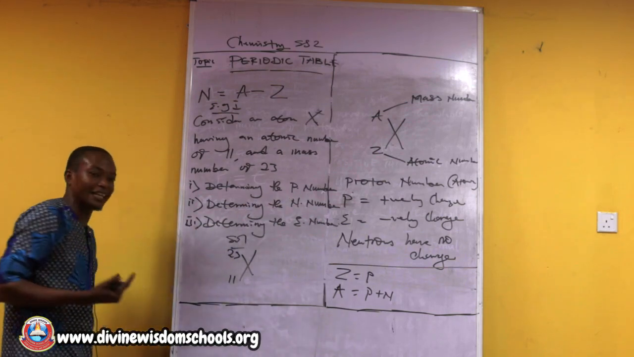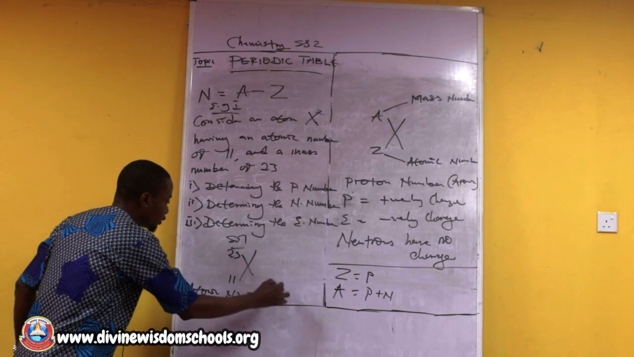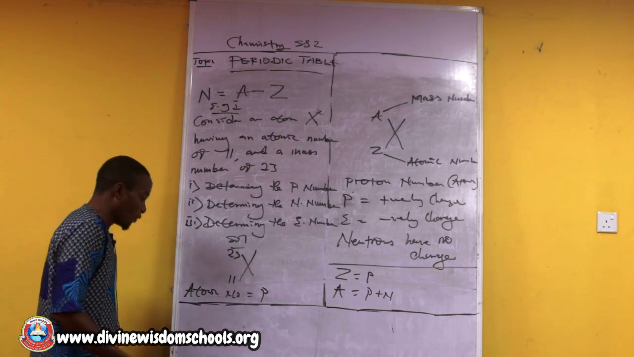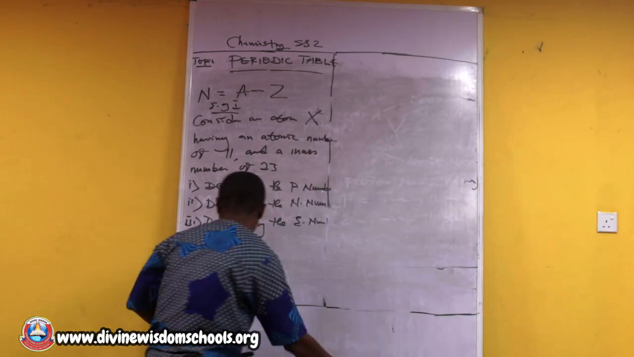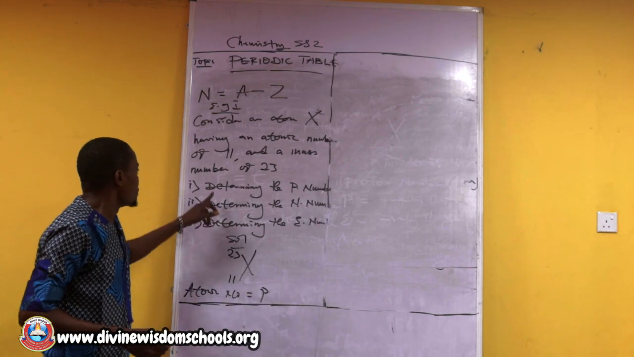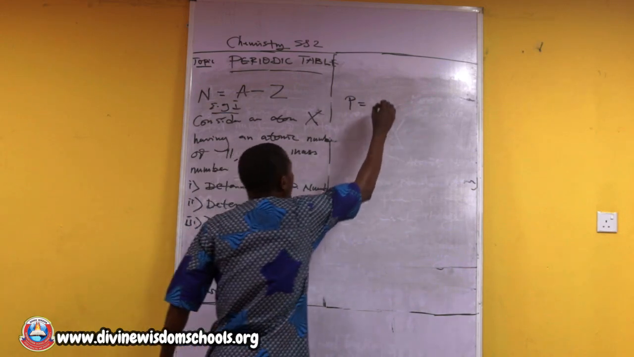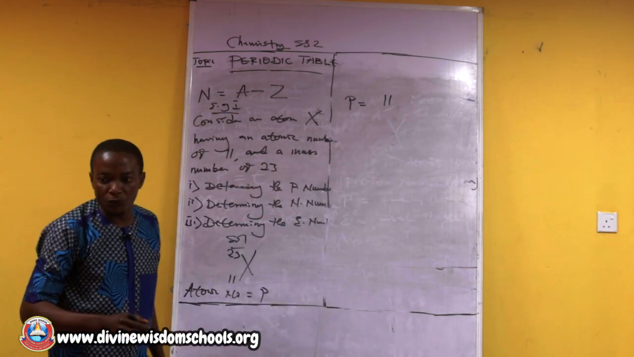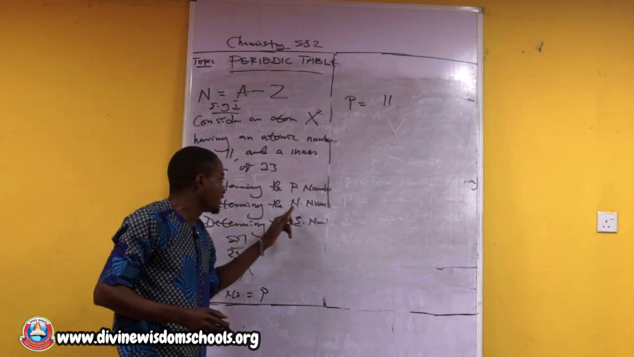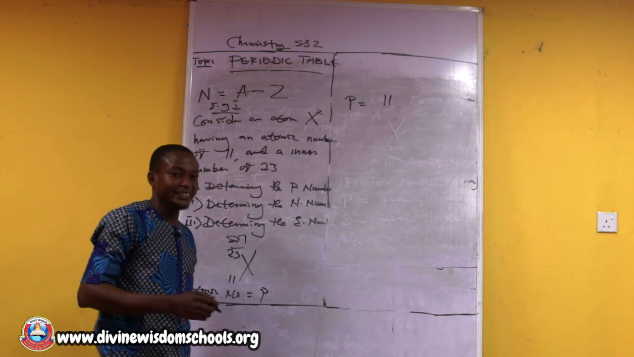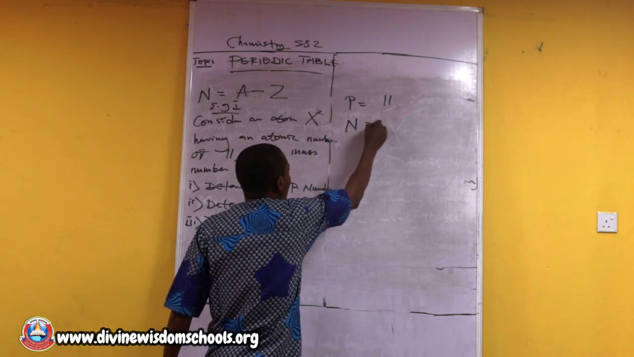Now recall that when we started this class, I told us that the atomic number is equal to the proton number. Therefore, the proton number P for this atom is equal to 11. Now, Roman figure 2: determine the neutron number. And I said that the neutron number is equal to A minus Z.